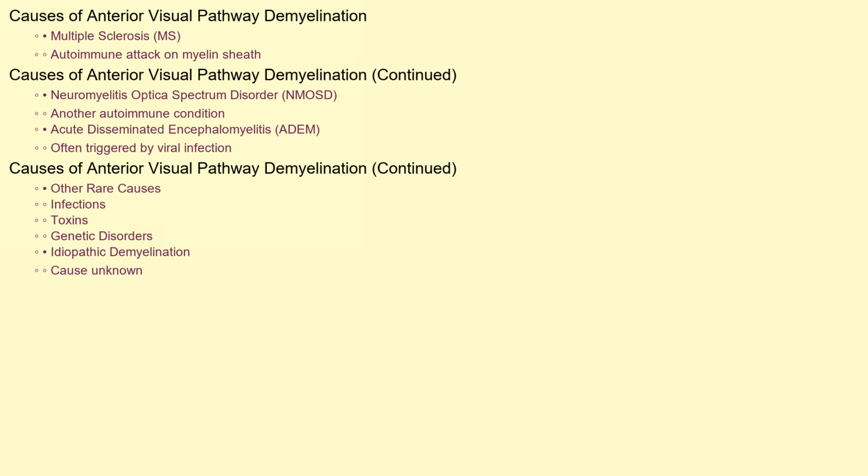Other less common causes include neuromyelitis optica spectrum disorder, or NMOSD, another autoimmune condition, acute disseminated encephalomyelitis, or ADEM, which is often triggered by a viral infection, and in rare cases infections, toxins, or genetic disorders. In some instances, the cause remains unknown, termed idiopathic demyelination.